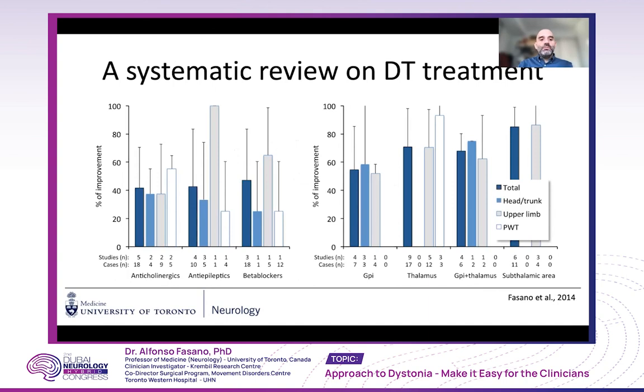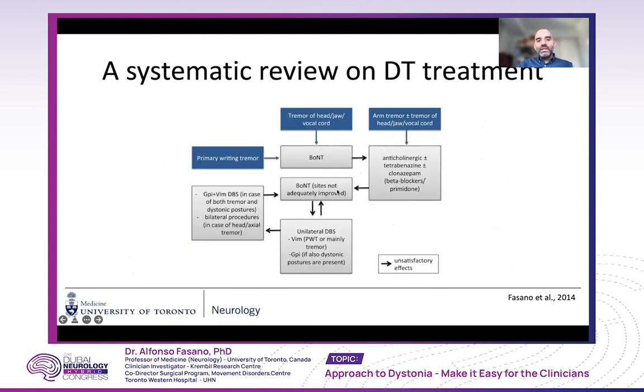Dystonic tremor can be treated with drugs, but also with surgery. This is a meta-analysis of reported cases that we put together, and you can tell that there are a few cases here and there. And based on that, we came up with this flowchart on how to treat dystonic tremor. If the dystonic tremor involves the arms, the head or vocal cord, you start with anticholinergics, plus or minus tetrabenazine or clonazepam. Remember the ABCD approach.